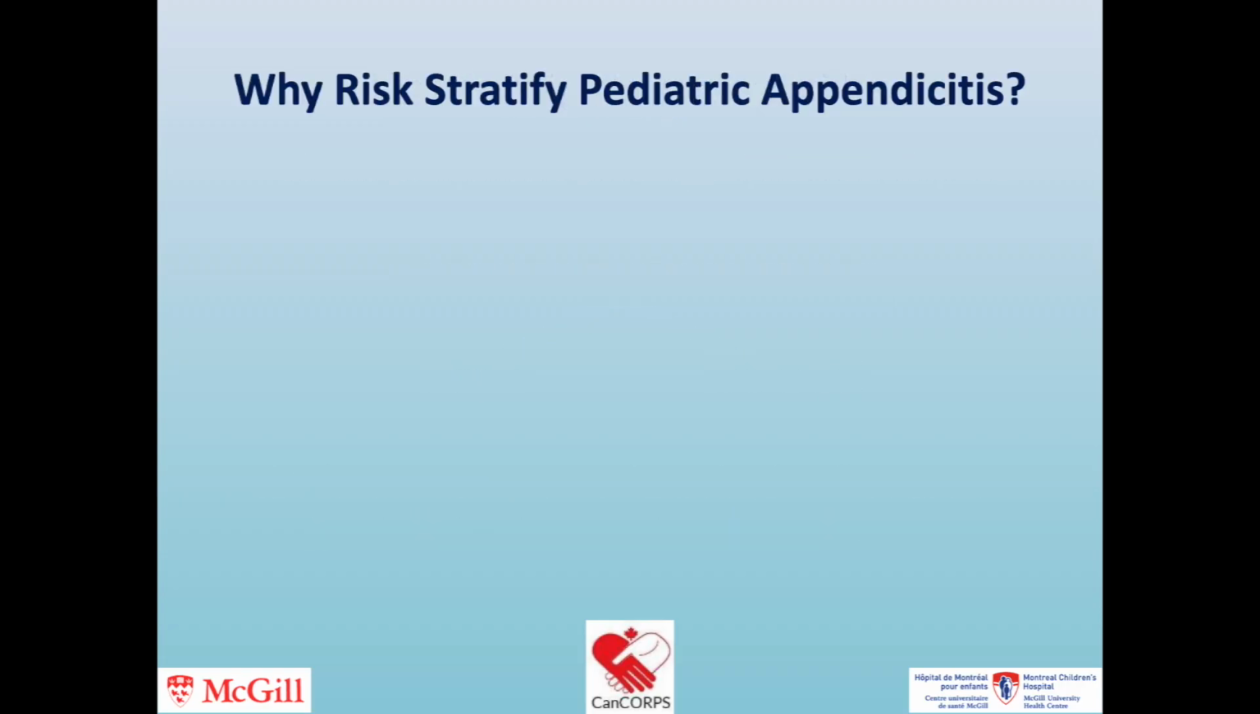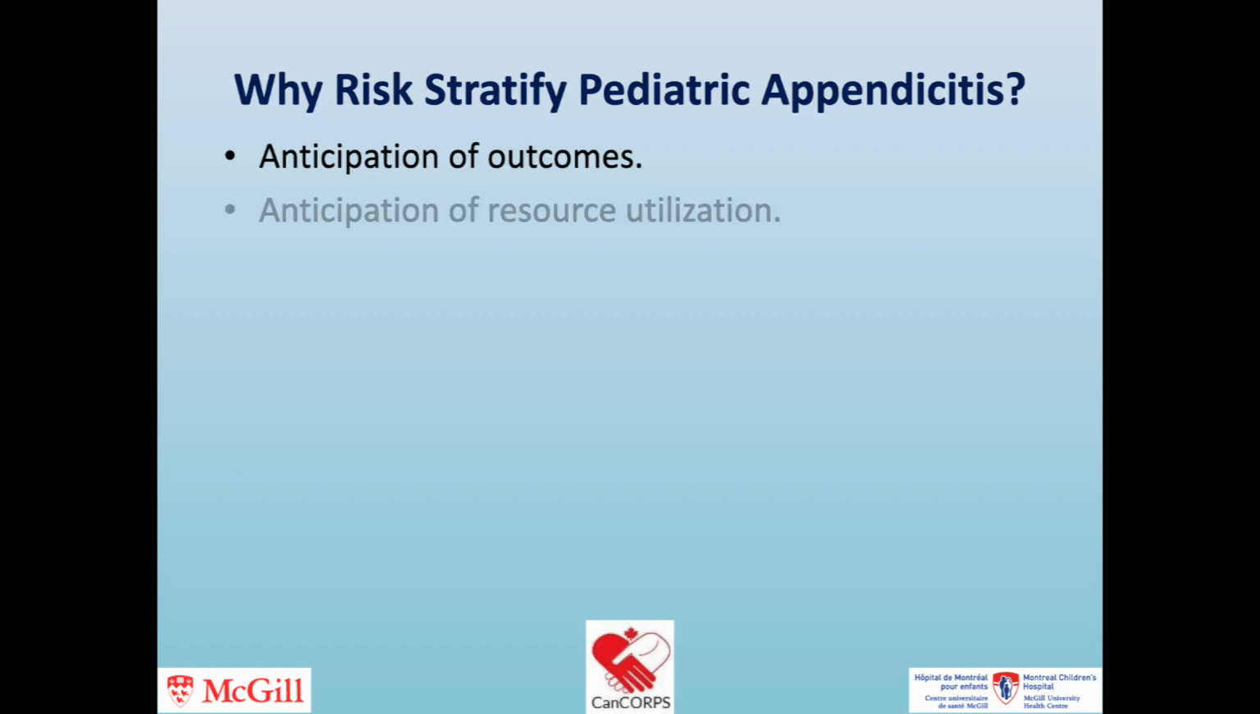A widely used risk stratification system for pediatric appendicitis, similar to the Hinchey score for diverticulitis or the AAST score for adult appendicitis, would have several advantages. One, it will allow the surgeon to anticipate outcomes based on disease stage and appropriately set recovery expectations for patients and families. Two, it will allow anticipation of the resources that will be required for postoperative treatment.